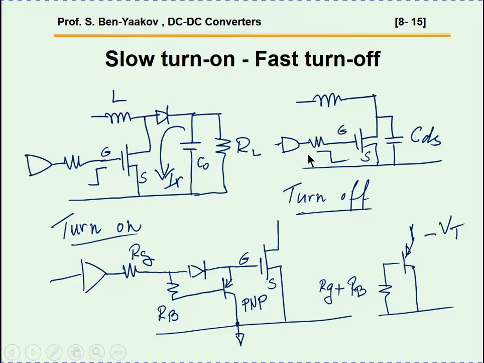Another point that I would like to stress and explain is that sometimes you really want to turn on the transistor in a slower way, and most of the time we would like to turn it off very fast. And here's the reason. During turn on, whatever the topology is, I'm showing here a topology of the boost, but it's exactly the same for buck or buck-boost. As we turn the transistor on, we impose the reverse voltage on the diode. And as we impose a reverse voltage on the diode, there is a reverse current, okay?